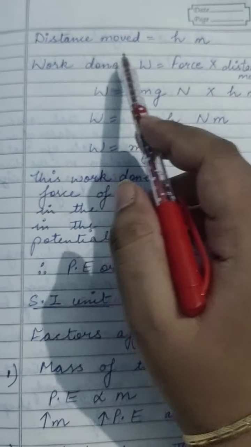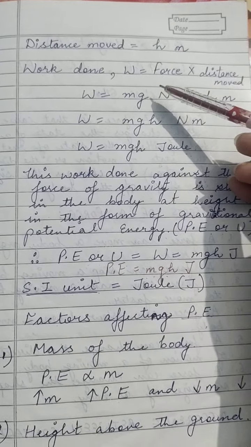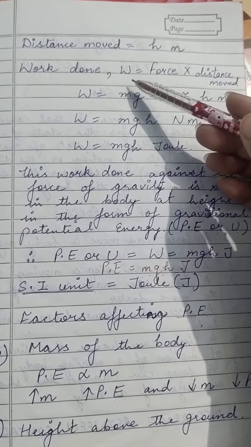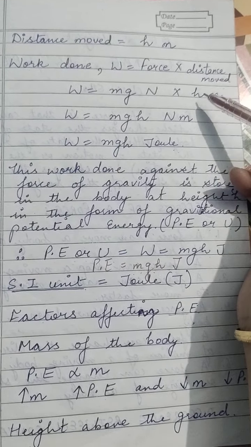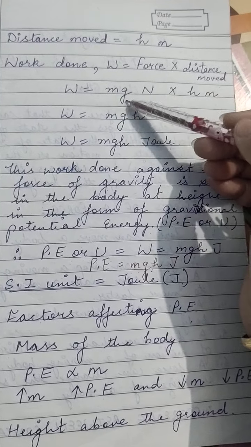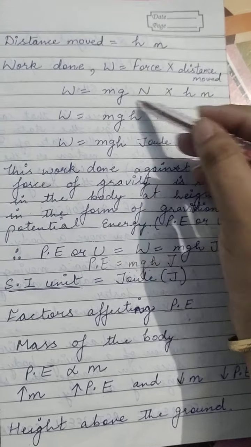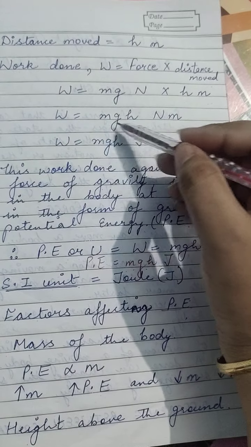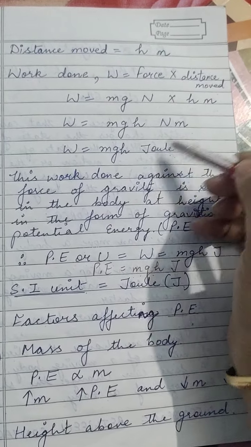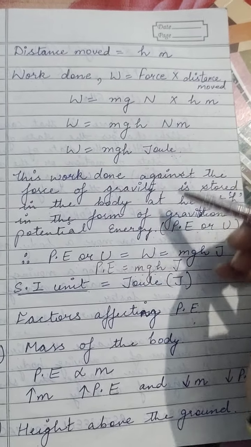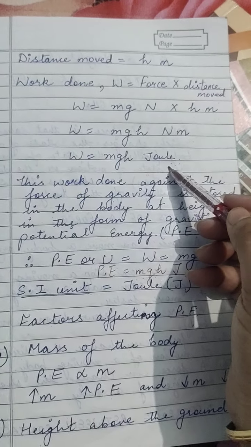And we know that the distance moved is h meter. So work done will be, we all know the formula for work done, force into distance moved. So F equals mg Newton and d equals h meter. After multiplying these two we get mgh Newton meter, and Newton meter can be written as joule. So work comes out to be mgh joule.